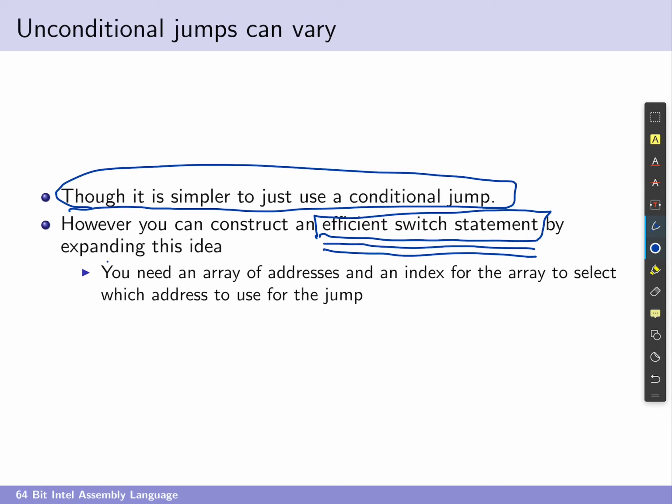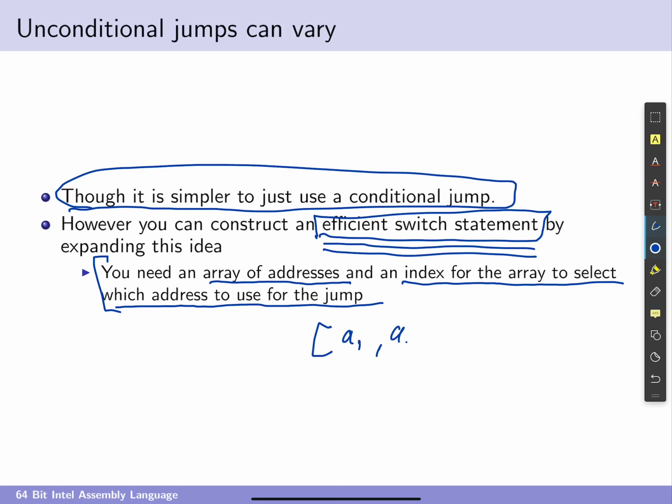The idea to make this work is you need an array of addresses and an index for that array to select which address you use to jump to. So let's say we have address 1, address 2, address 3, address 4, and let's say this is index 0, 1, 2, 3.